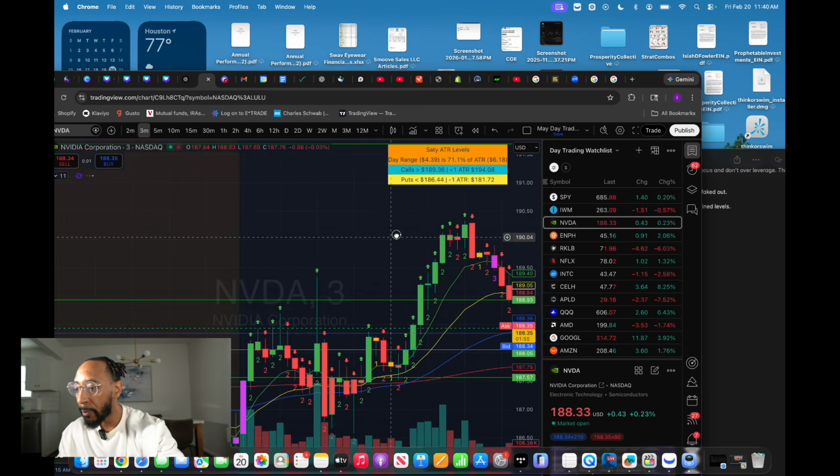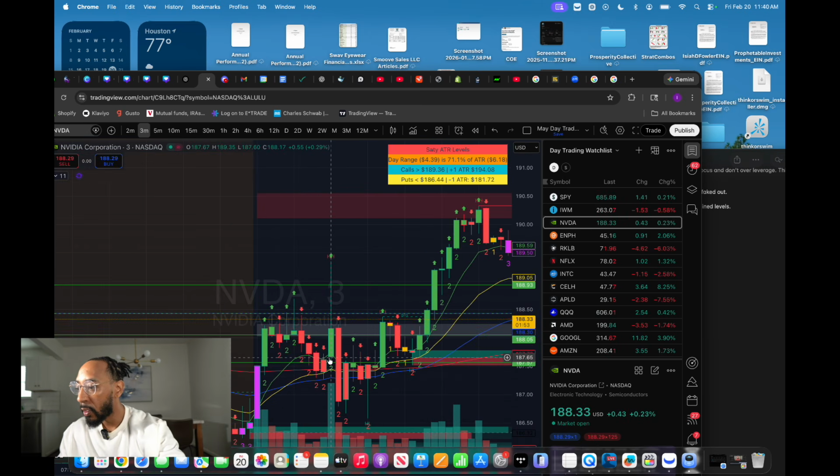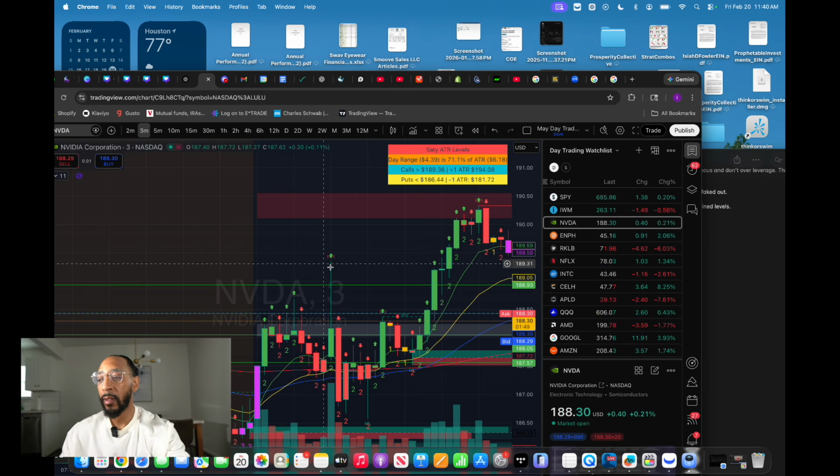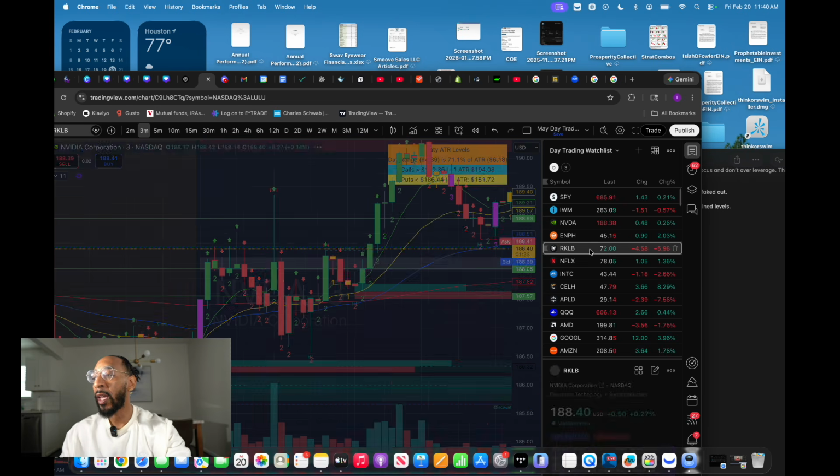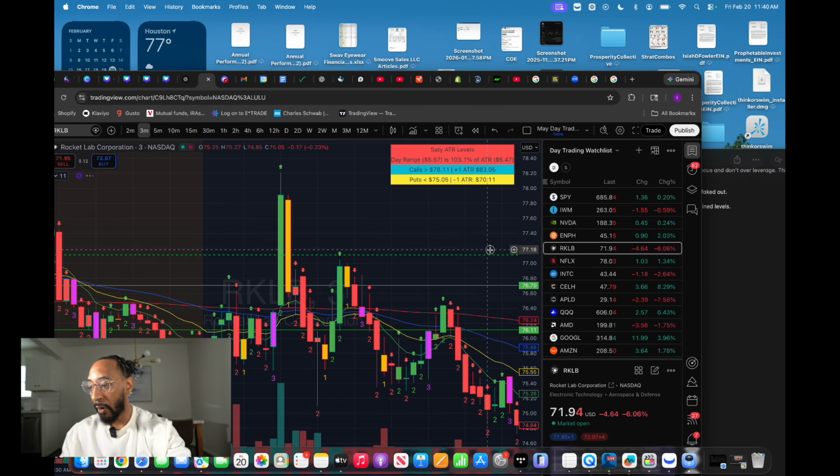If we go to the 3-minute again, let's look at Nvidia today. 3-minute time frame. Look at this one. It went from 187 all the way up to 189 within 3 minutes, right? And then out of nowhere, it just sinks right back down, kind of consolidates, and then it just, this is a recipe for disaster. I'm going to the 3-minute time frame so you can see how big the moves are being made in a short period of time. That's why I am going to the 3-minute time frame, right?